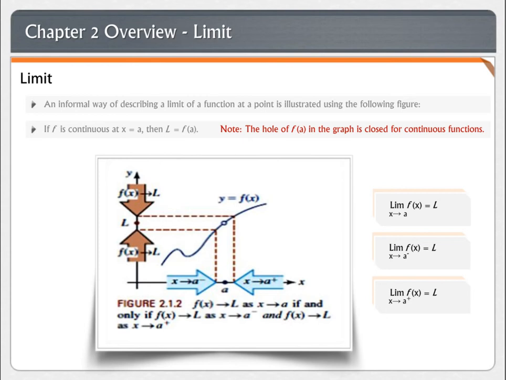Here, since we didn't use any plus or minus sign, that means from both directions, from left and from right. Notice here that your function is not defined at the point A, but the limit exists. Now, if you redefine your function to be continuous rather than discontinuous at the point A, you will notice that the value of your function at the point A is just equivalent to the value L, which is your limit. This is a very powerful result for continuous functions. For a continuous function, if you are interested in finding the limit at a certain point where your function is continuous, it simply is equivalent to the value of your function evaluated at this point.